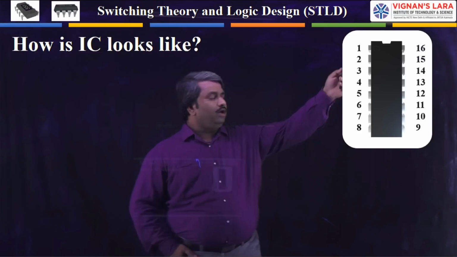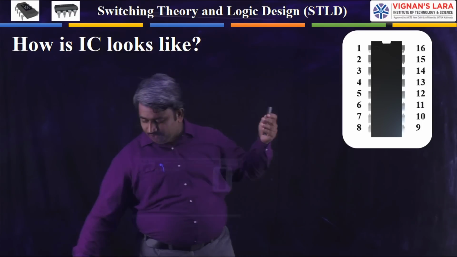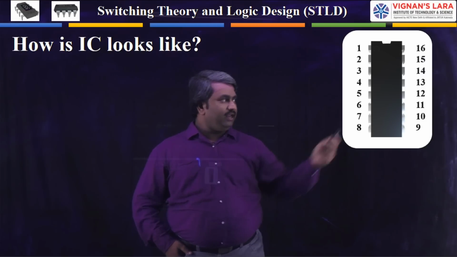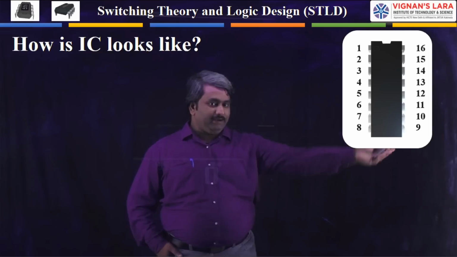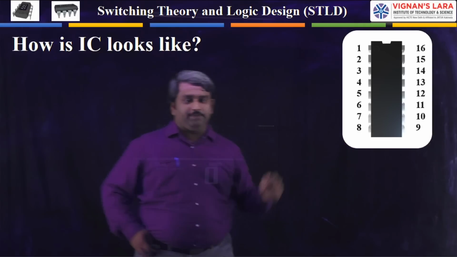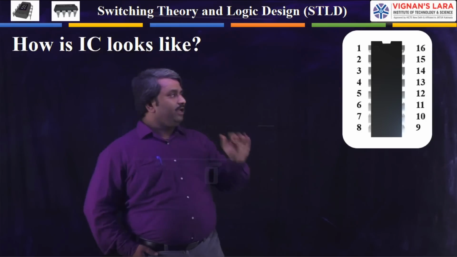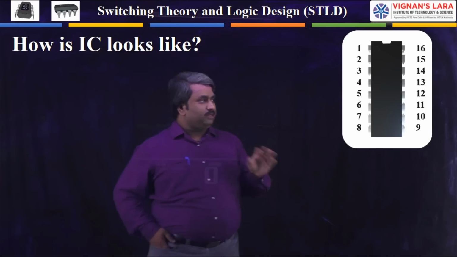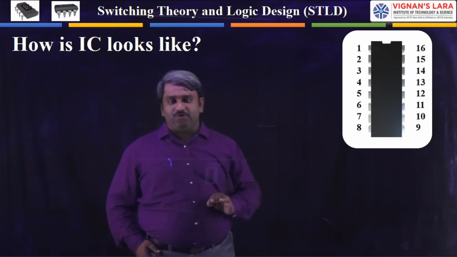Before that, the numbering of these ICs: 1, 2, 3, 4, 5, 6, 7, 8, and opposite to the 8 we have 9. So 9, 10, 11, 12, 13, 14, 15, 16. These are the pin descriptions of the IC. Generally we have to identify the pin configuration in this way.